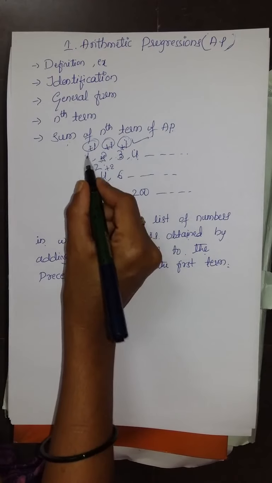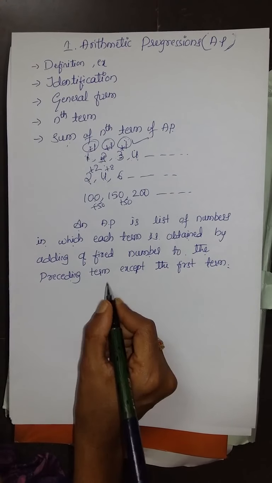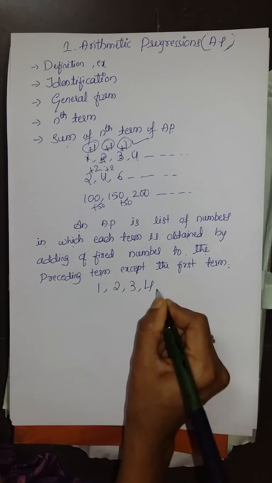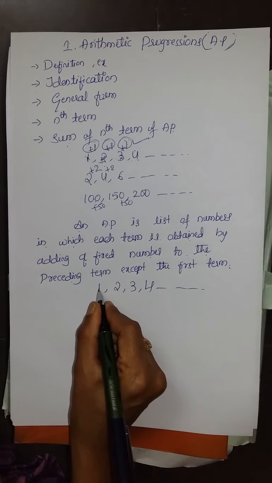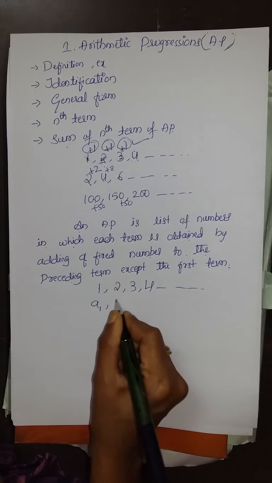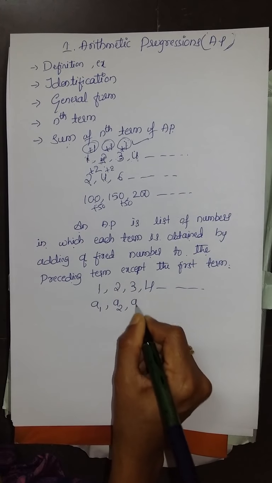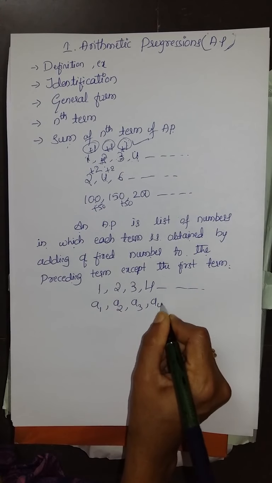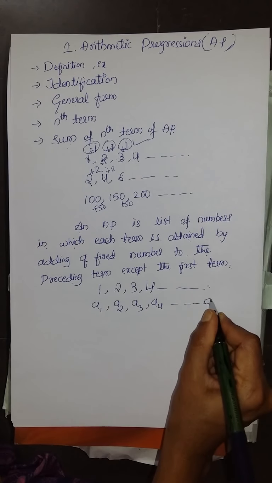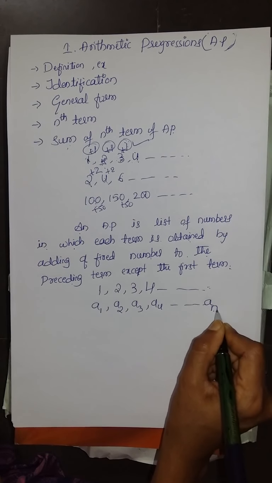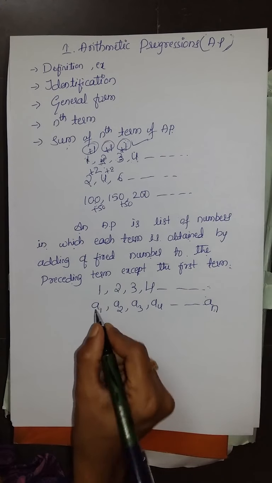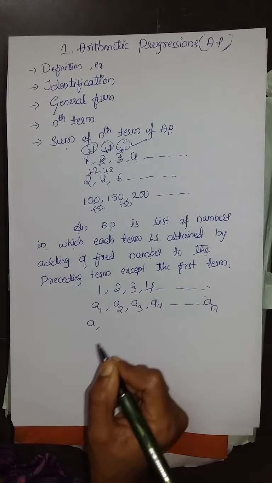Generally, the general form of AP is like 1, 2, 3, 4. Taking this example, I consider this as the first term, that is, I call this A1, this is A2, this is A3, this is A4, and so on, there may be a last term. The last term I write as the nth term, that is, the last term is An. Here I take the first term as a.